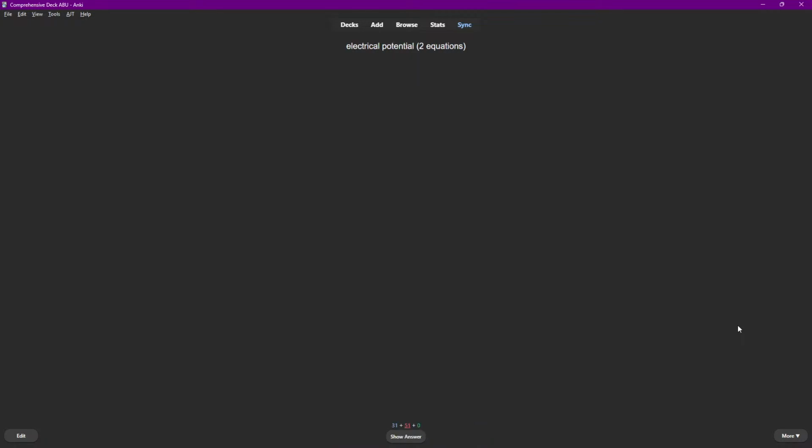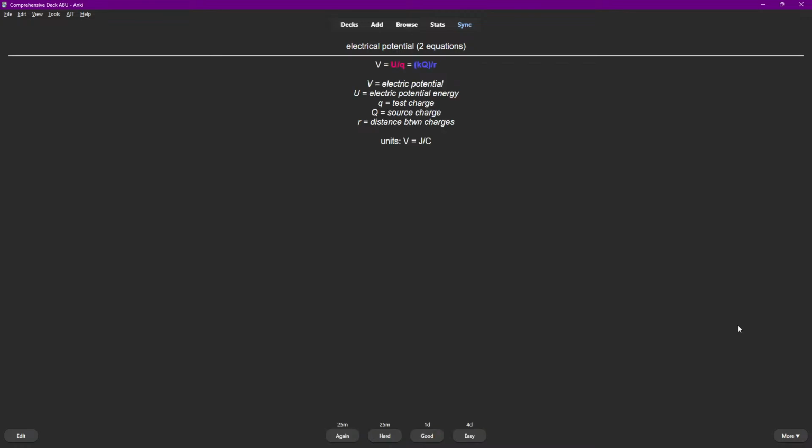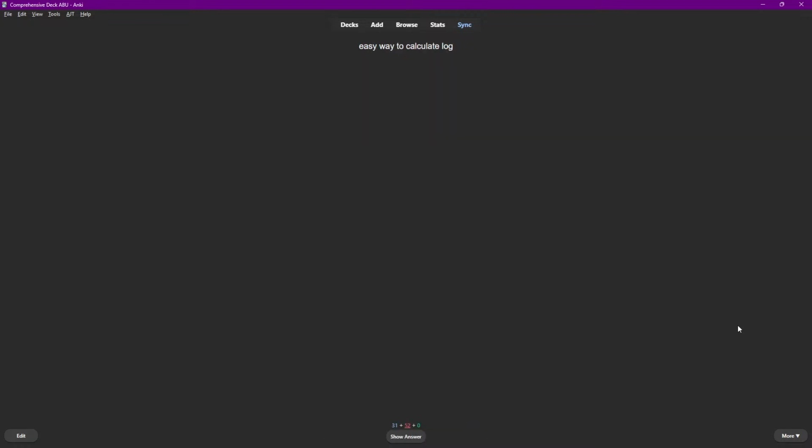Work over time, yes. Electric potential, mass times gravity times height. No. This is electrical potential, not gravity potential. Electrical potential is equal to big Q times Q over R.